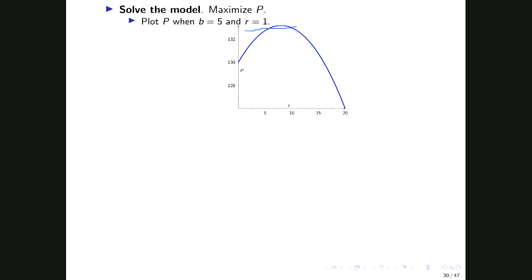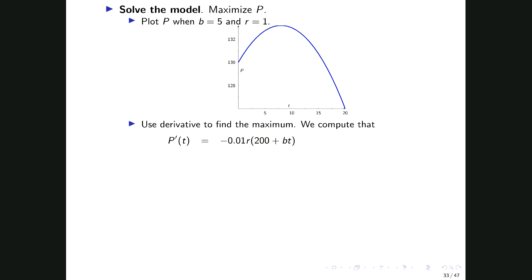The tangent line to the maximum point is horizontal, which means the slope is 0. Slope means the derivative, so the derivative is equal to 0. So to find the maximum of this profit function, we compute the derivative. We can use the power rule to calculate the derivative.